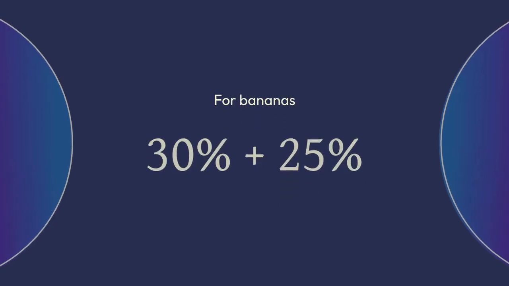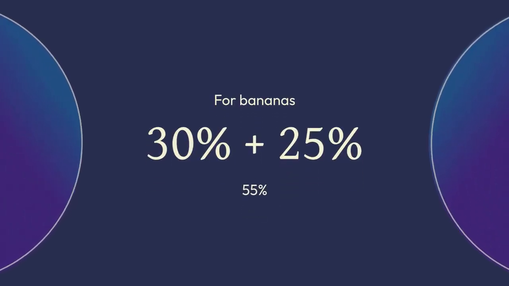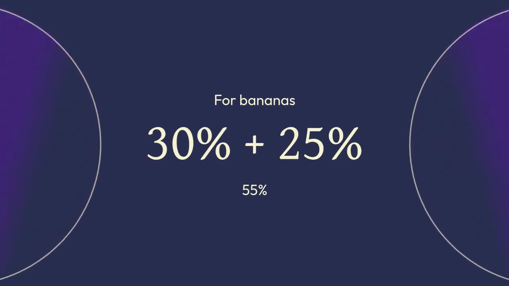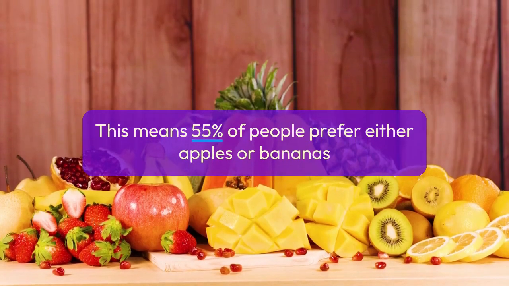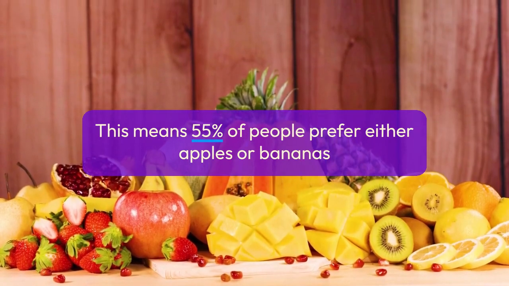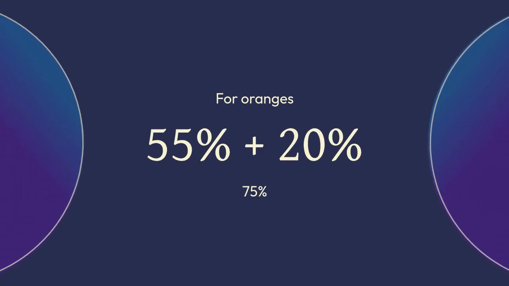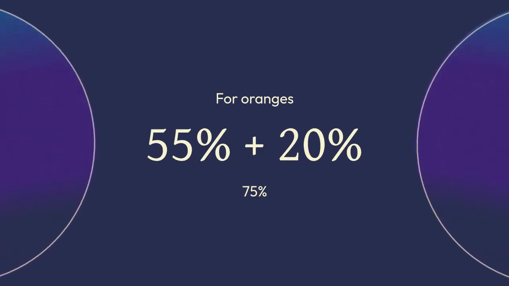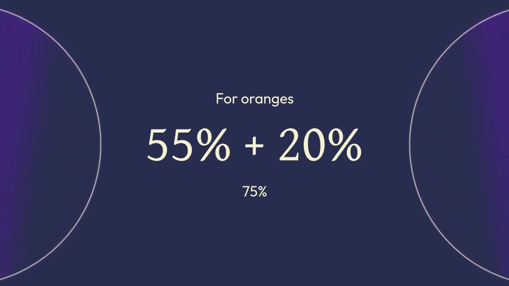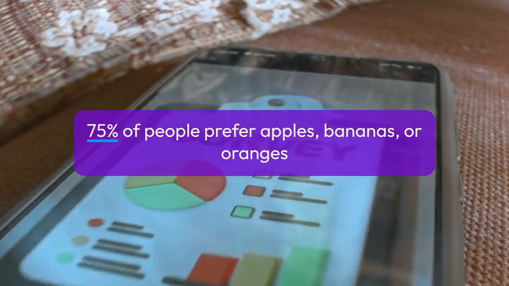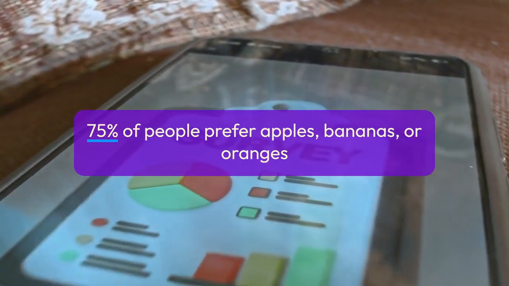For bananas, we add its percentage to the apples' percentage. 30% plus 25% equals 55%. This means 55% of people prefer either apples or bananas. For oranges, we add its percentage to the previous cumulative total. 55% plus 20% equals 75%. So, 75% of people prefer apples, bananas, or oranges.